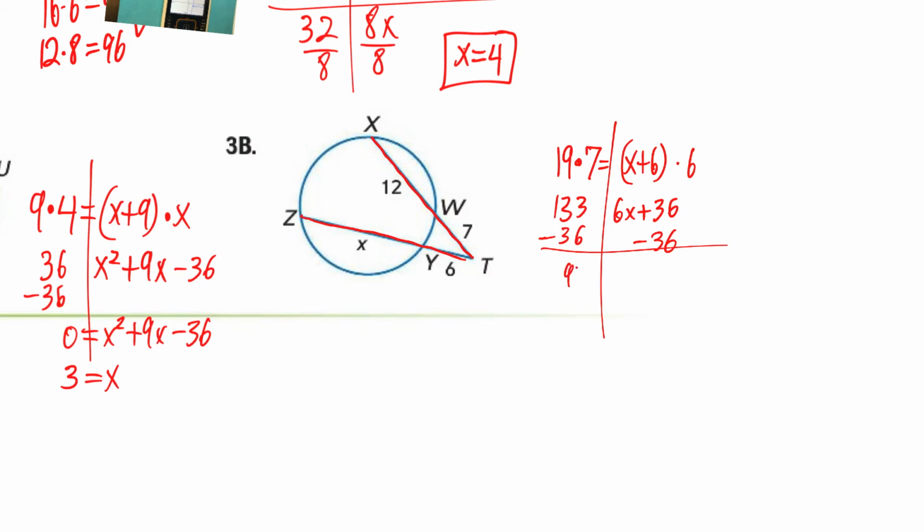Minus 36. Did I do this right? 16.16. That was 17. Yeah, 16.17.